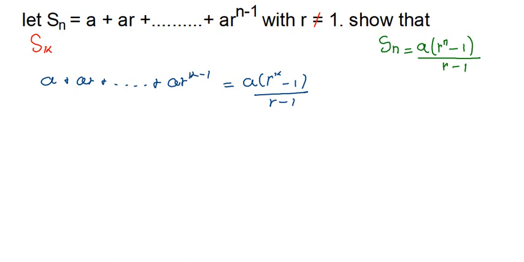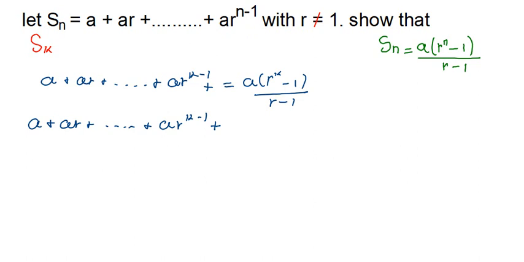Okay, so now we have to show that our a plus ar, plus, we have this space here, then I'm going to have ar to the power k minus 1. Then we are going to add another expression. That other expression is ar to the power n minus 1, but where there is n here, I'm going to replace it with k + 1.